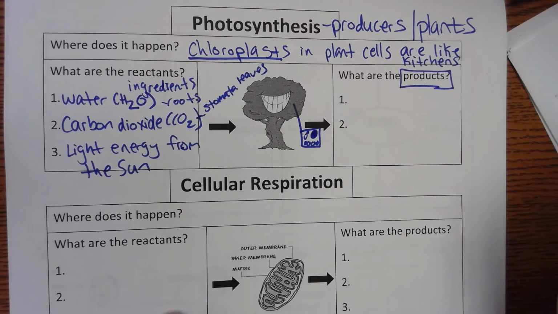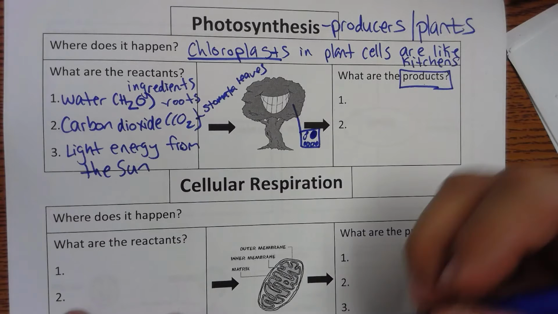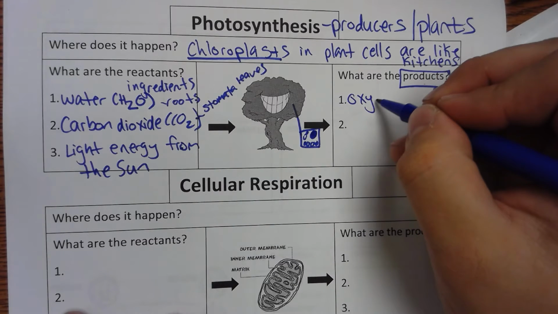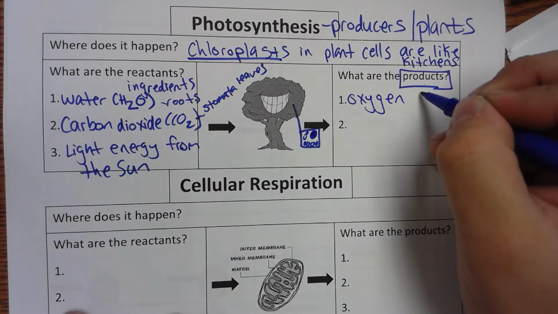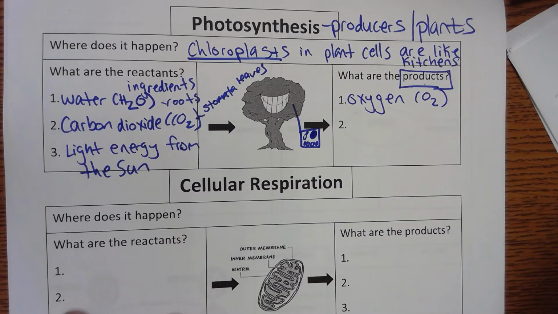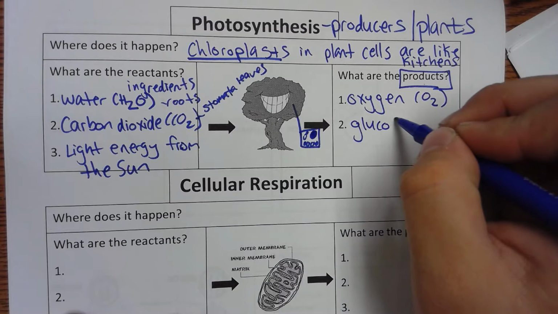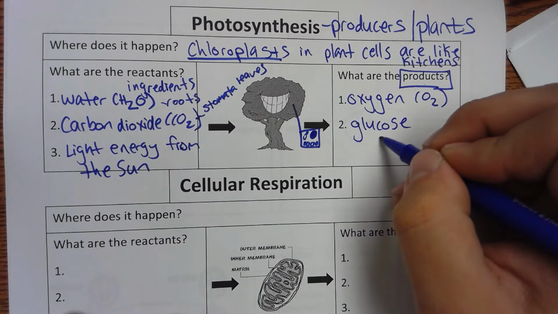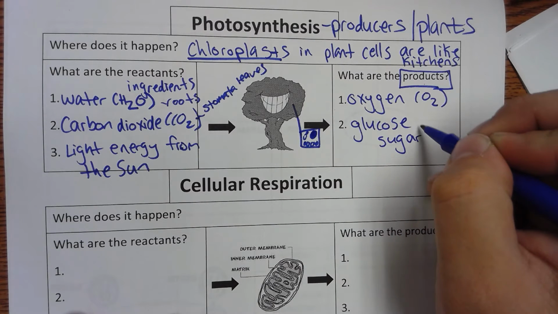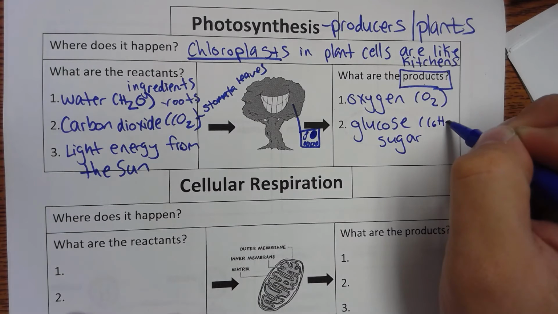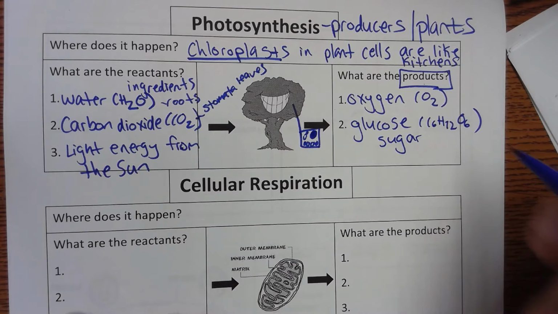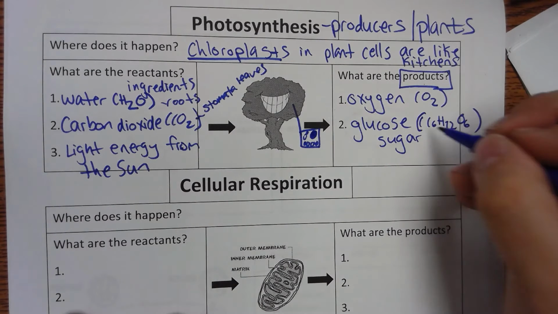The first product they make is for us. What do plants make for us? Oxygen gas, which is O2. Okay? And then what plants make for themselves for energy is glucose sugar, or C6H12O6. Okay? That's the chemical formula.